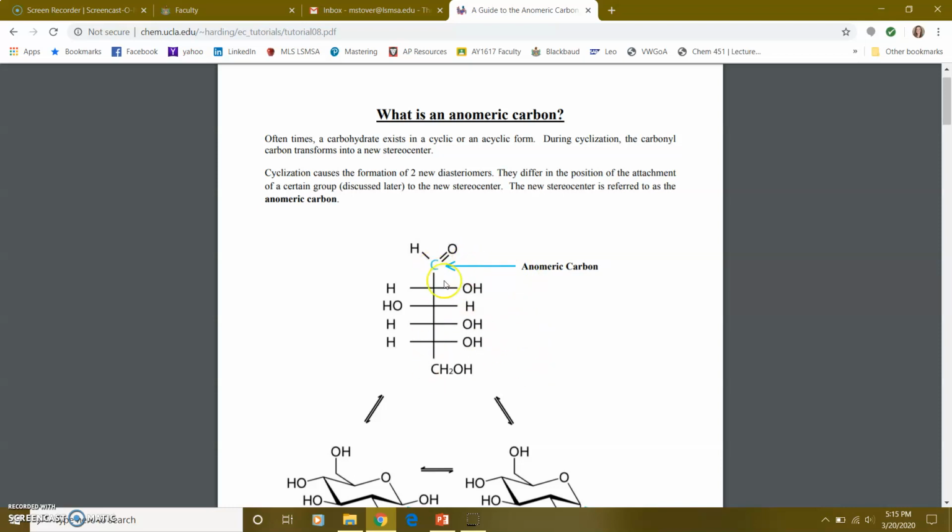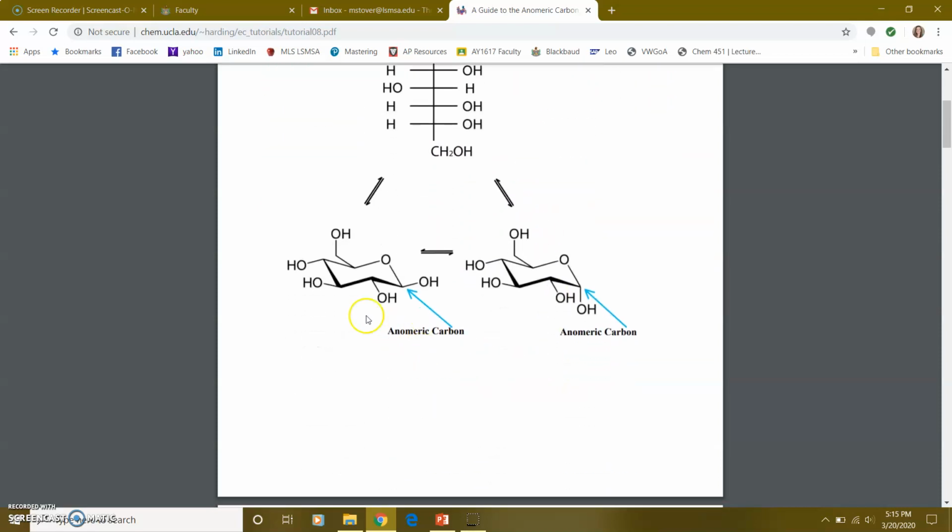Because when we cyclize, remember, 5 links up here, so this is our anomeric carbon. If we were to look at these, what shape are they? It kind of looks like chairs. So this is our chair conformation. This isn't the boat, right? Because remember the boat would look like this. It looked like a boat, but this is our chair conformation.